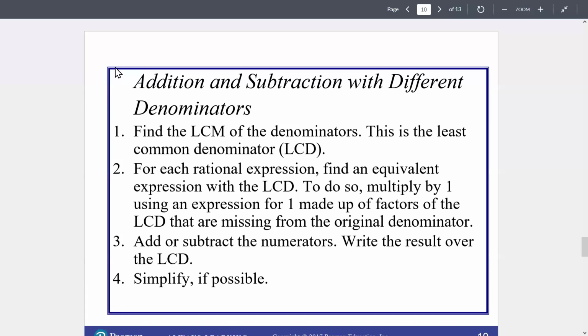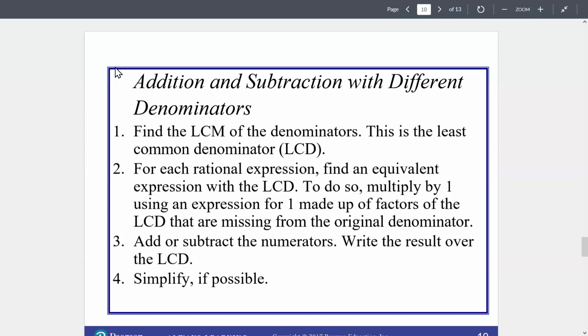Okay, so here we're going to do addition and subtraction of rational expressions, but this time with different denominators. This is going to require us to use that LCM, otherwise known as an LCD, because we're going to be looking at just denominators. So we're going to find this LCM or LCD.